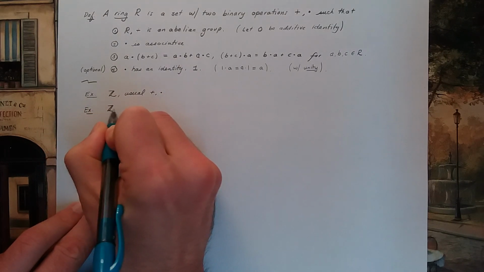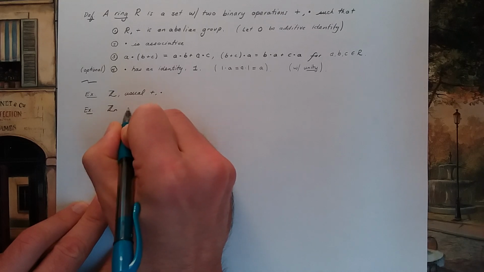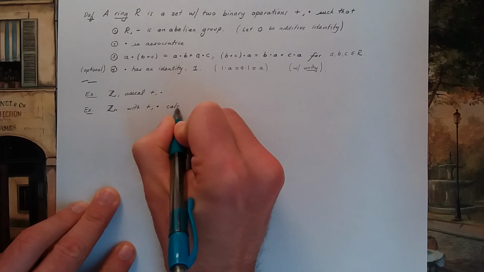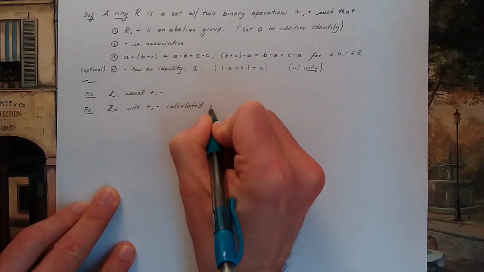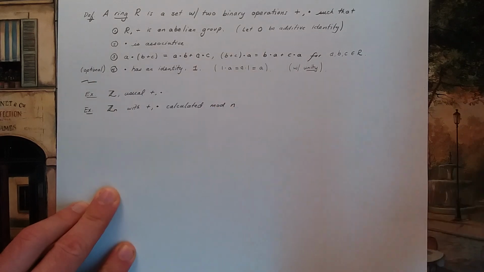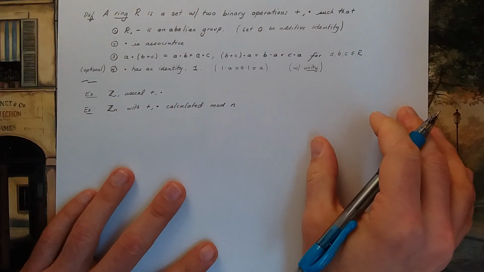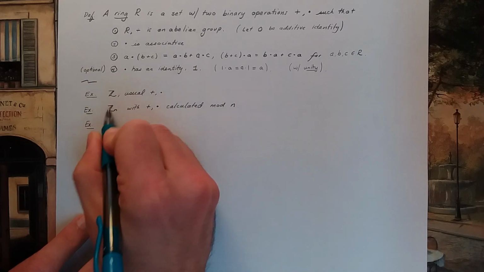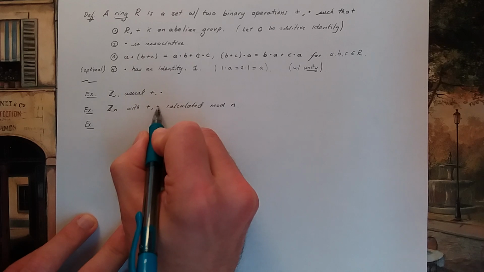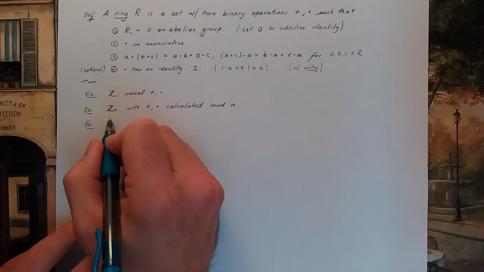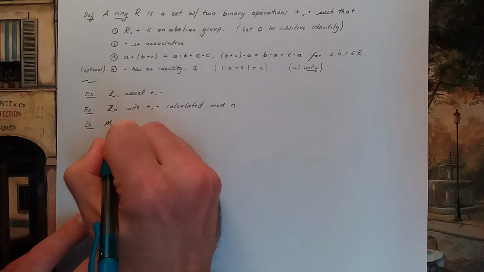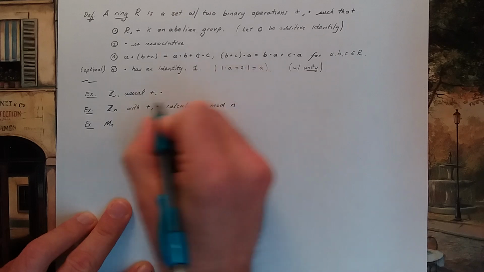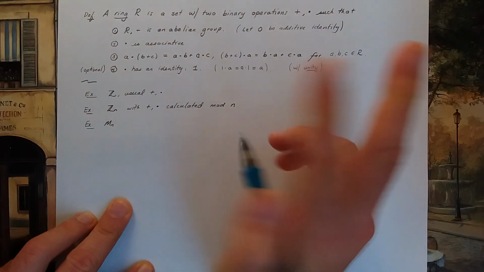You could do Zn with addition and multiplication calculated mod n. That also is a ring. I can add two numbers mod n, I can subtract them, and I can multiply, but I may not be able to divide necessarily. Both of these examples are commutative rings. These are commutative rings because the multiplication is commutative.